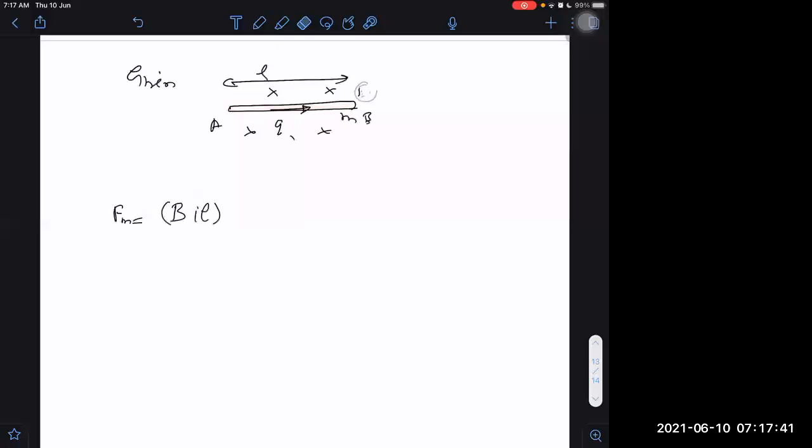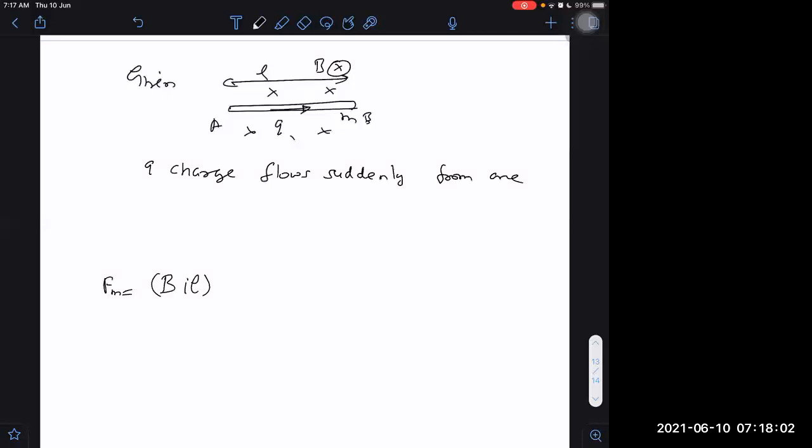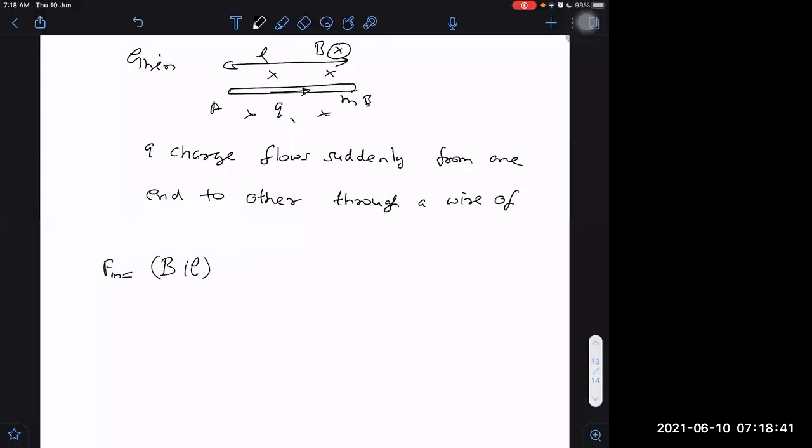Q charge flows suddenly from one end to the other through a wire of mass M and length L.